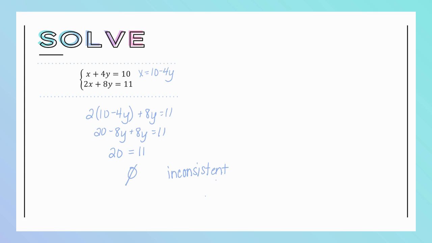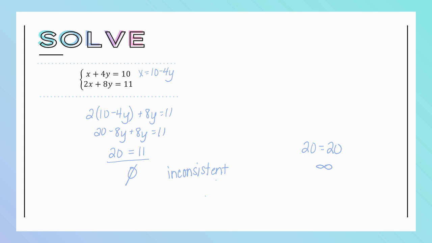Anytime you get something where the variables go away completely, you either have an inconsistent system with no solution or a dependent system with infinite solutions. And the difference is what you're left with. If you're left with a false statement, it's no solution. If you're left with a true statement, like 20 equals 20, it would be infinite solutions. Do you see the difference there?